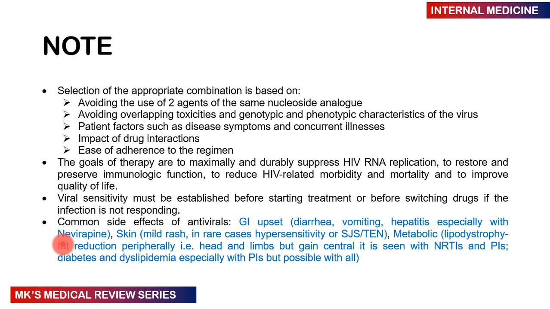So why do we select certain drugs and not choose other drugs in the HIV regimen? The drug selection is based on certain things. First and foremost, we want to avoid using two agents that work the same way, two agents that are going to be working as the same nucleoside analog. I'll explain this a bit later on when you look at the different classes of drugs. Two, we want to avoid any overlapping side effects, any overlapping toxicities. For example, if two drugs are hepatotoxic, if you co-administer them, their toxicities would be additive and it would make situations worse.